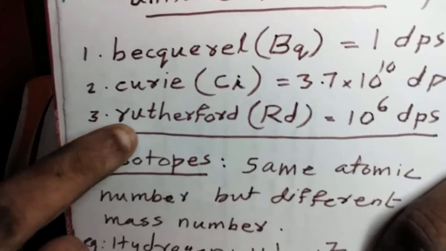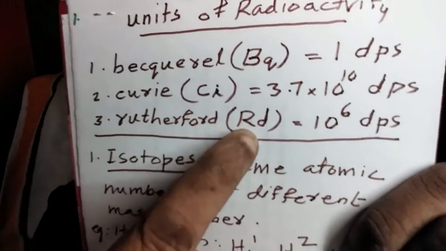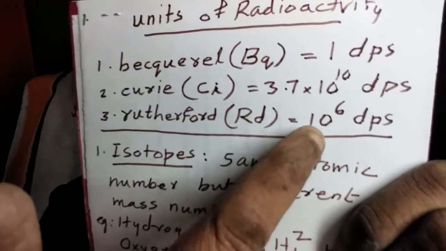Next unit is Rutherford, Rd. It is 10 raised to 6 disintegrations per second. These are the three units usually used to express activity.